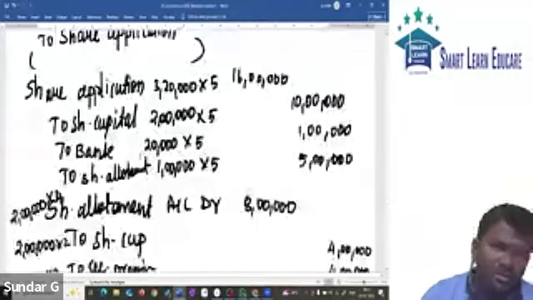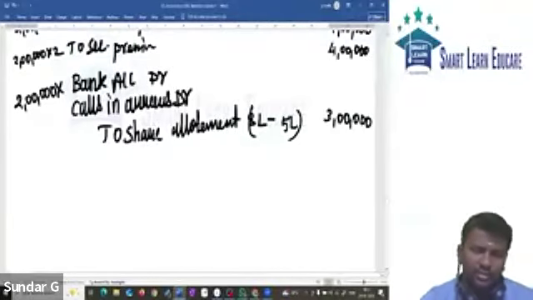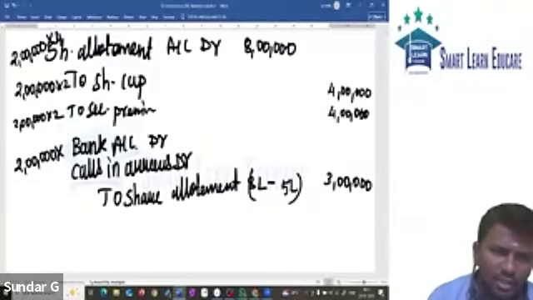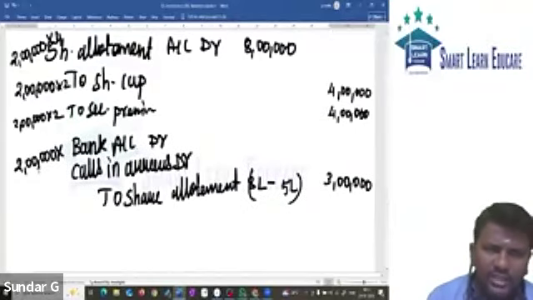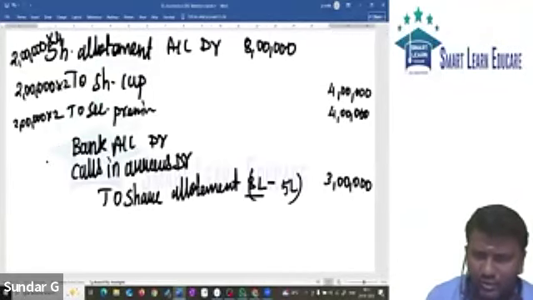How much is received by the company? What is the allotment price? Bank account debit. Price reissue. How much amount? It is 4 rupees. So bank account, on how many shares is this money supposed to be received? 2 lakh shares. Okay, actually we have to receive 8 lakh.